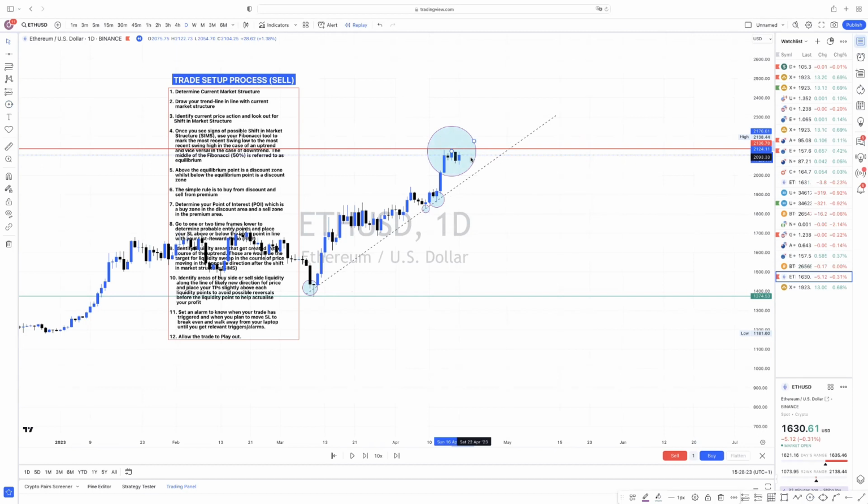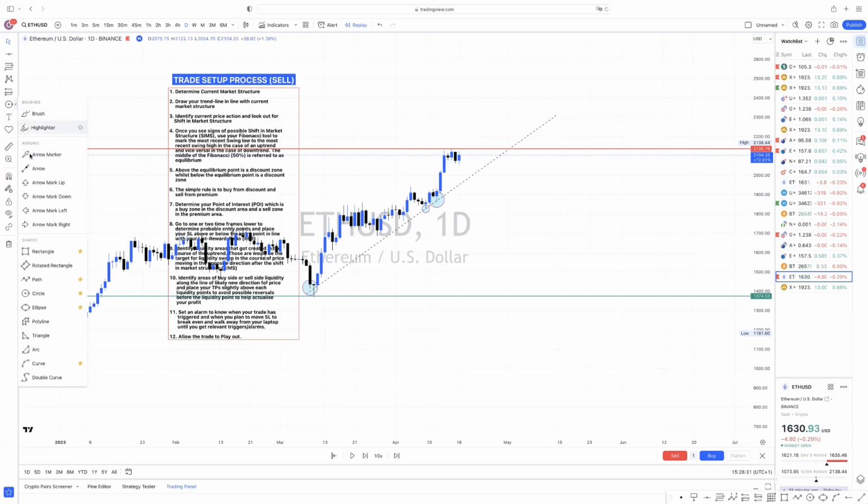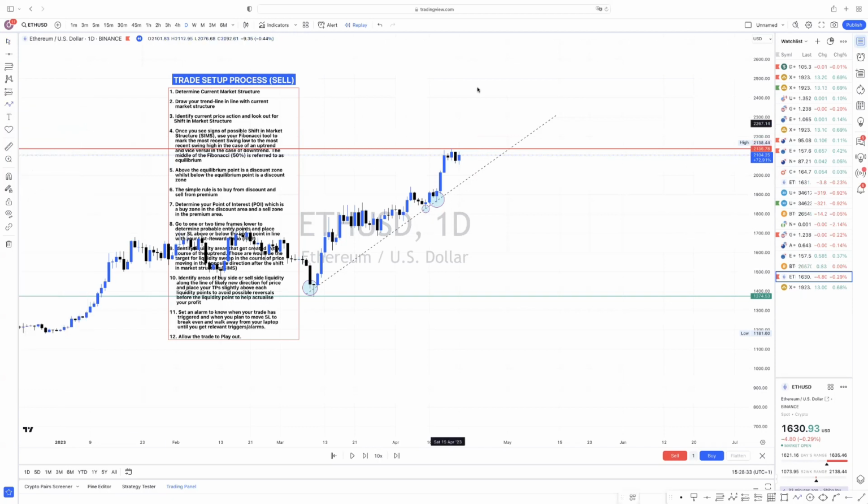However, I don't have a confirmation yet. A confirmation for me will be that price would break the trend line with a bodily closure on the daily, and then come back to look for an institutional reference point, such as order block, fair value gap, mitigation block, breaker block, and all sorts of institutional references, to then sell back to the starting point.